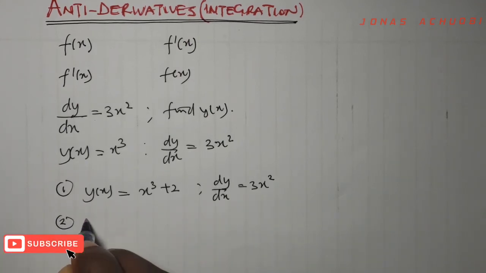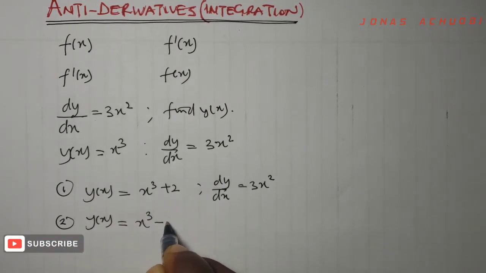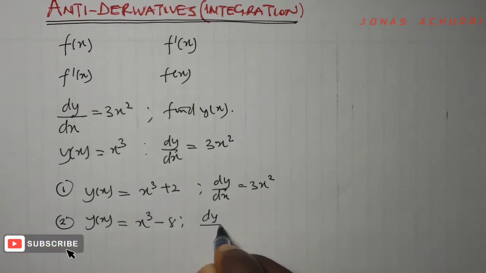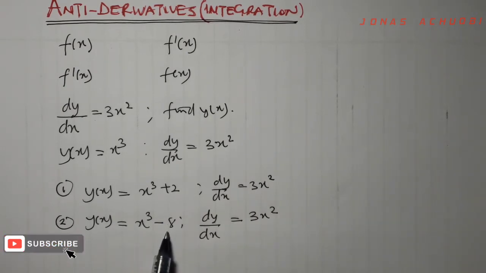Let us also look at another function, y of x equal to x cubed minus 8. What happens here again? If we differentiate this function, dy dx, once again, we get 3x squared. And minus 8 is a constant, and when we differentiate a constant, we get what? 0.